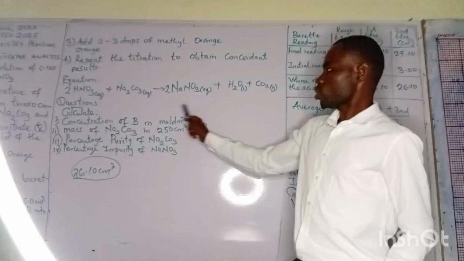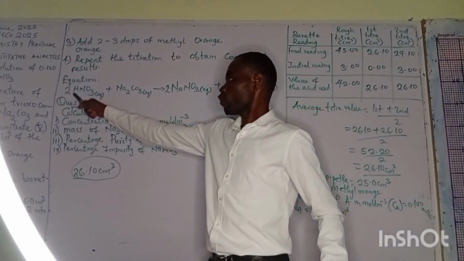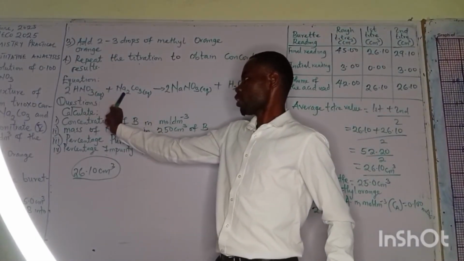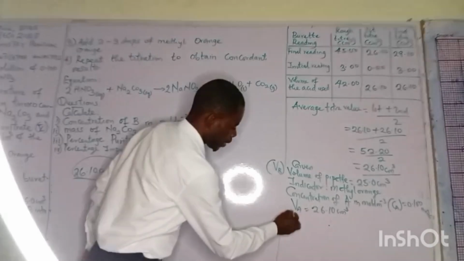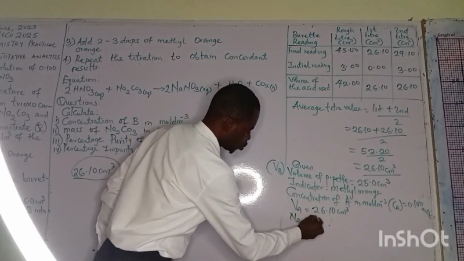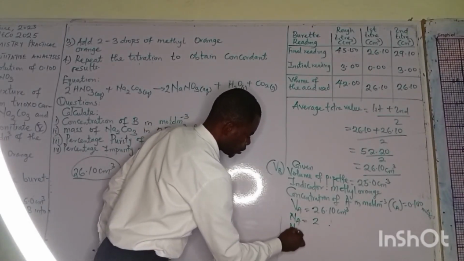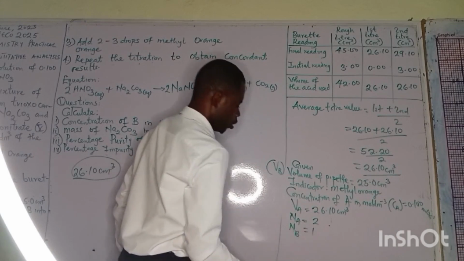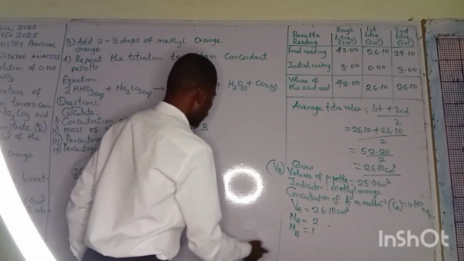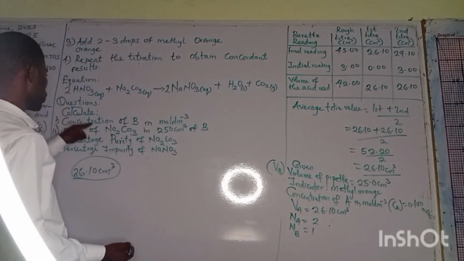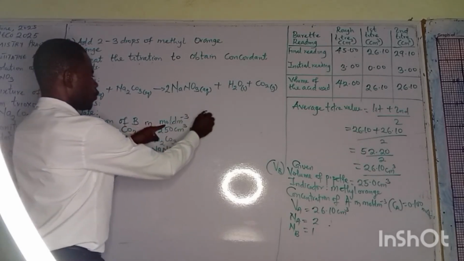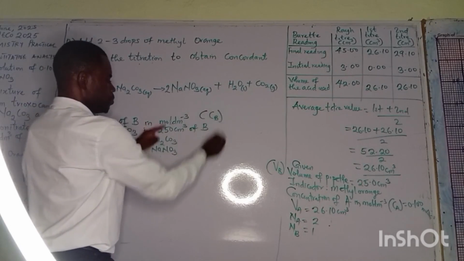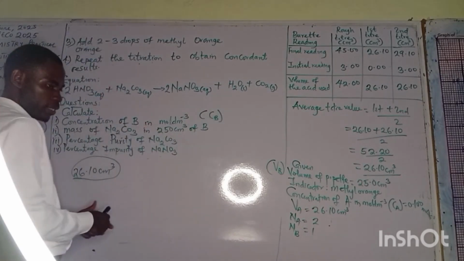Now, looking at my equation, the number of moles of acid is 2, that of base is 1. I will say my Na is 2, my Nb is 1. What I want to find from the first question is the concentration of B in mole per dm³. That is, I want to find Cb. So let me place it here.